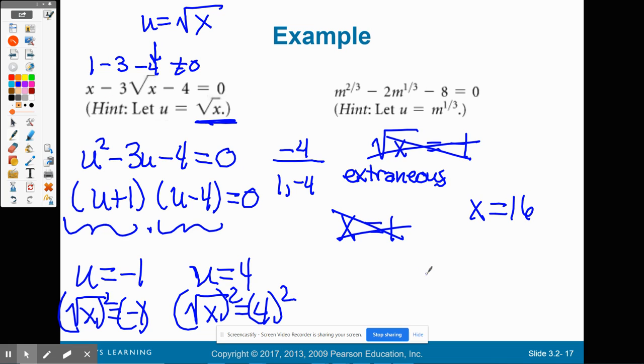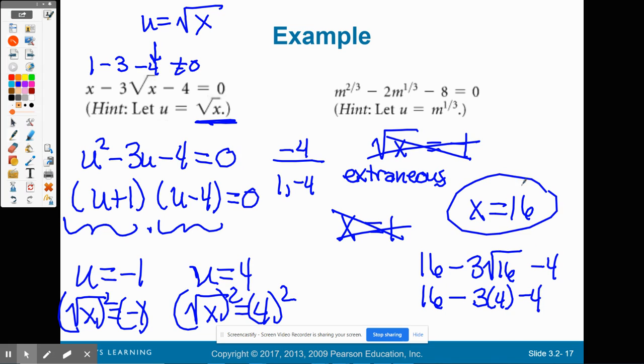Well, let's see. 16 minus 3 times the square root of 16 minus 4, does that equal 0? That's 16 minus 3 times 4 minus 4. That does equal 0. So this one only has one answer. So if there's a square root problem, you're only going to get one answer. And you'll need to know that because that will show up again on your test.